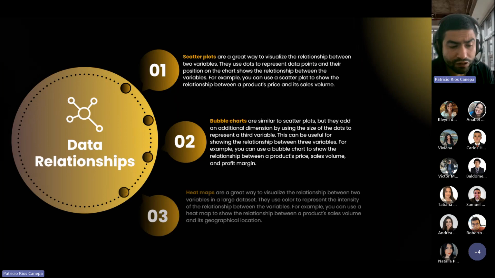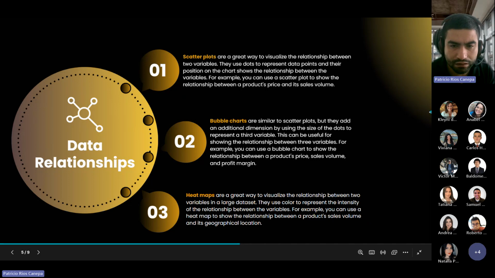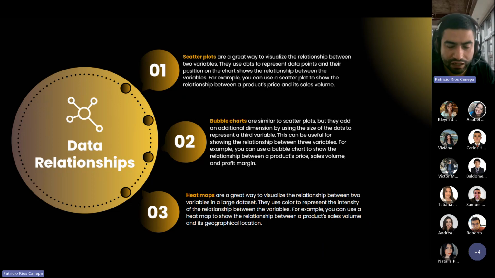Okay, so we also want to look for the relationships between our variables. That is key to getting the most insights, and we need to express that to our key stakeholder. So I use these three main visualizations to spot those relationships in our data. Scatter plots are a great way to visualize the relationship between two variables. Bubble charts are used in a similar way to the scatter plot, but they can be useful for showing relationships between two or more variables.